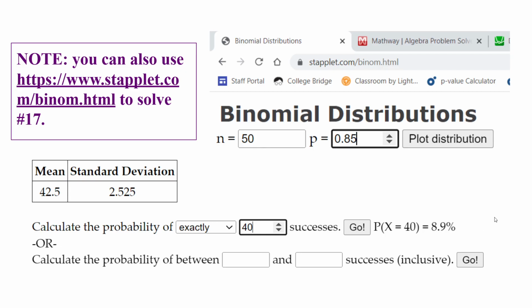Okay, so that wraps up our review. If you have any questions or if you need more practice, let me know, especially where Statplet and Desmos are concerned. Sometimes those can get a little confusing on the drop downs when it's looking for exactly or at least, at most, whatever. So let me know if you have any questions, and we can go from there.